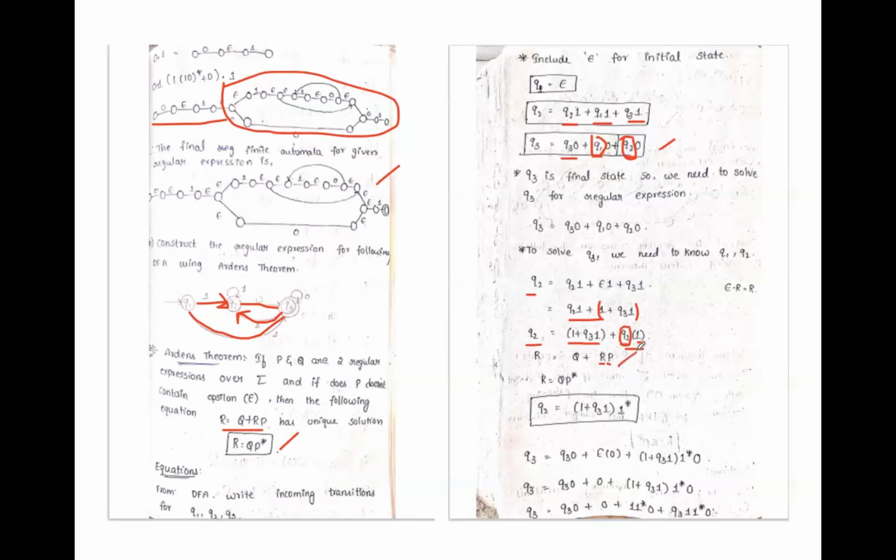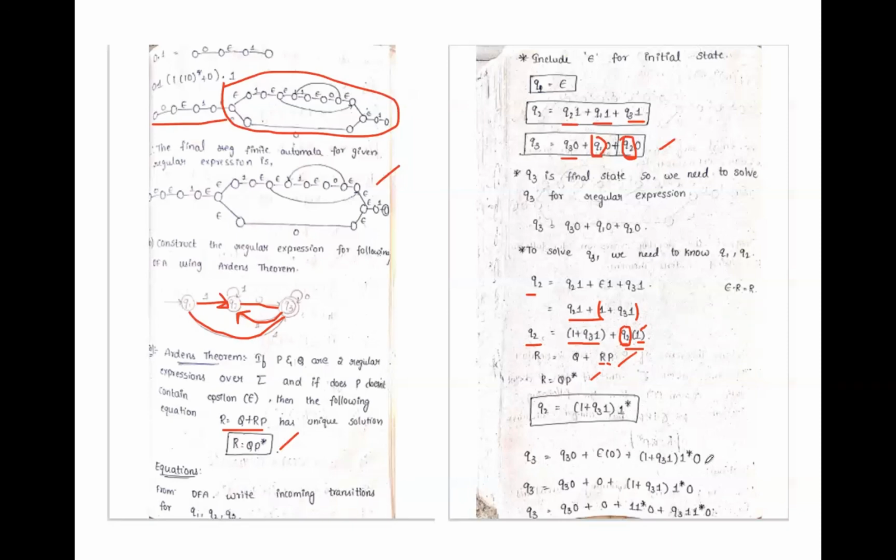As this is in the form of R equal to Q plus RP, you need to represent this as R equal to QP star. So Q2 remains as it is, the Q value is 1 plus Q3 1, and P star, where P means this 1. So you will get 1 plus Q3 1 into 1 star. So we got Q2. Now you can solve Q3.